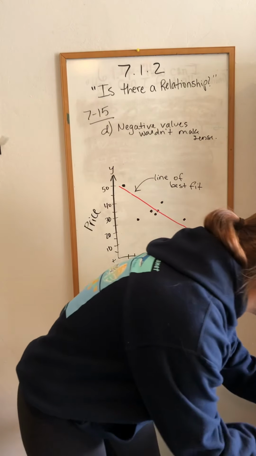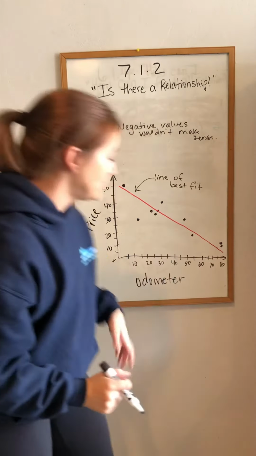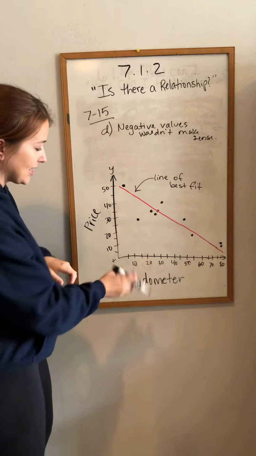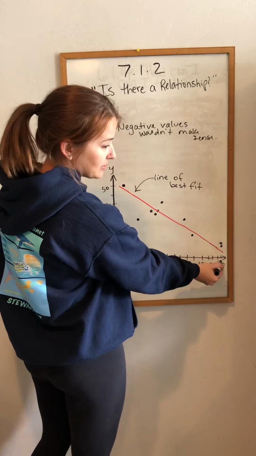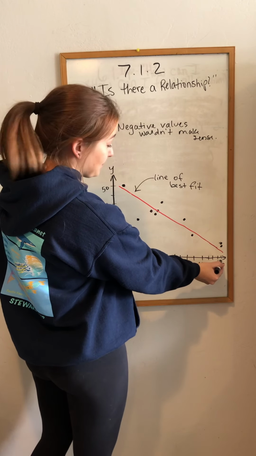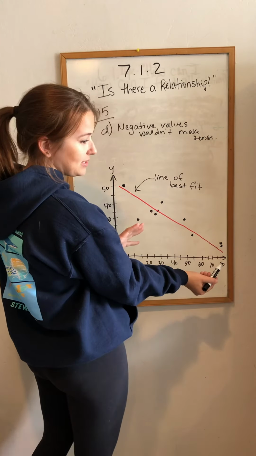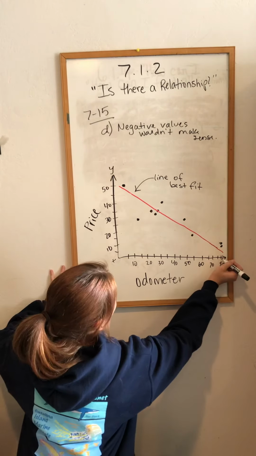All right, part E. It's asking us to do another prediction using our line of best fit. It says to locate 80,000 miles. Mine's way over here, 80,000 miles, and figure out what price it could possibly be. Mine's going to be way off because I did not make enough room for my graph.